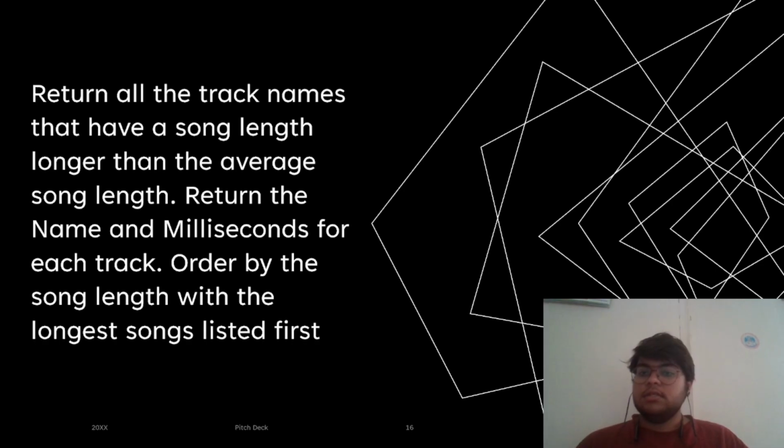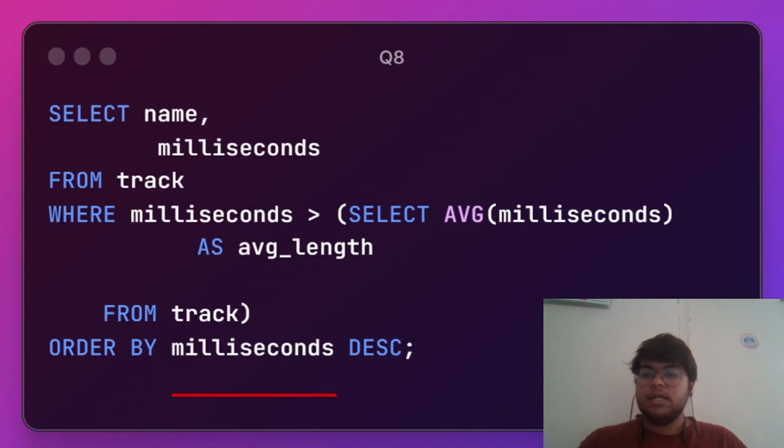So the next is, we want to get the track names that have a song length longer than the average song length. So how would we be doing this? Let us look at it. So we want those tracks which have a length more than the average.